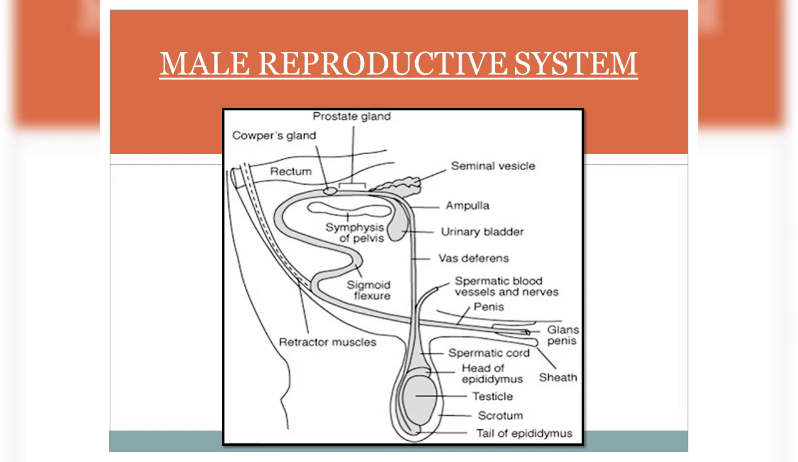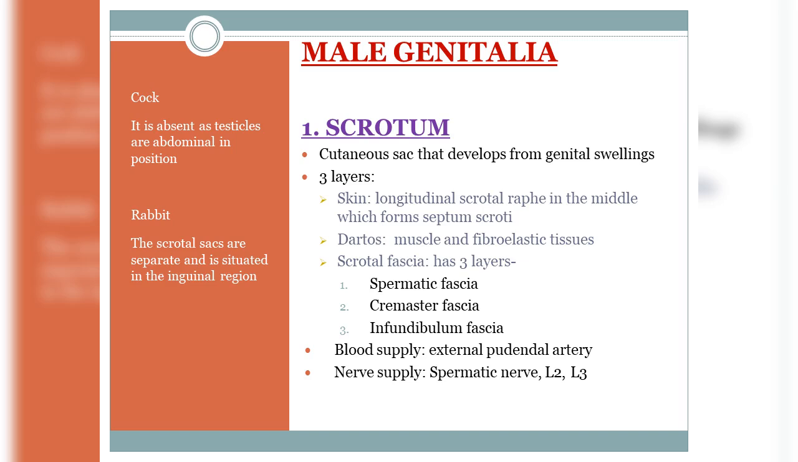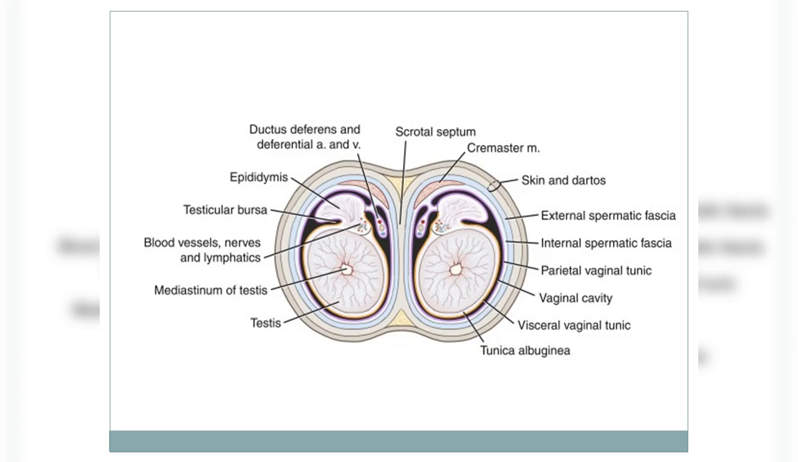This diagram illustrates the key components including the prostate gland, seminal vesicle, and vas deferens, which play crucial roles in reproduction. The scrotum is a cutaneous sac that develops from genital swellings. It has 3 layers and serves to protect and support the testes, maintaining an optimal temperature for sperm production. Here, we see a detailed cross-section of the scrotum, highlighting structures such as the epididymis, testicular bursa, and various layers of fascia that provide support and protection to the testes.